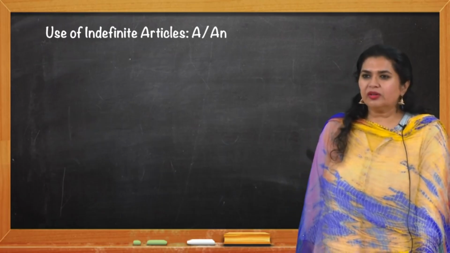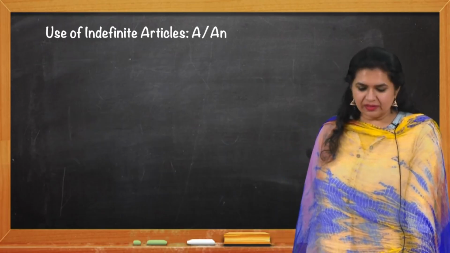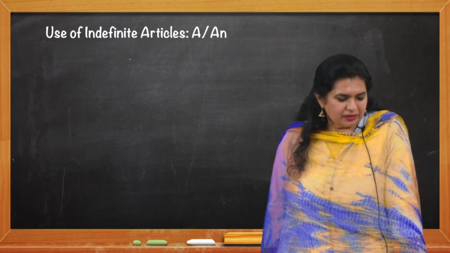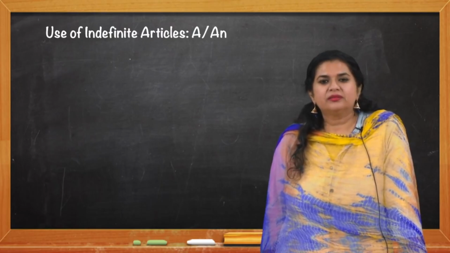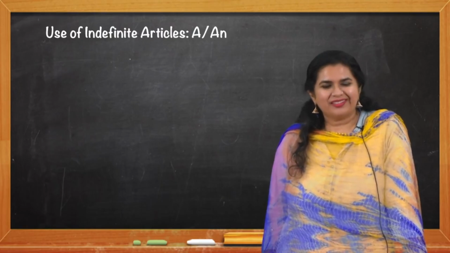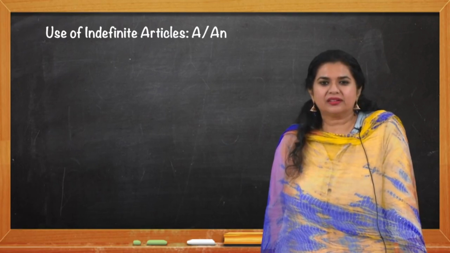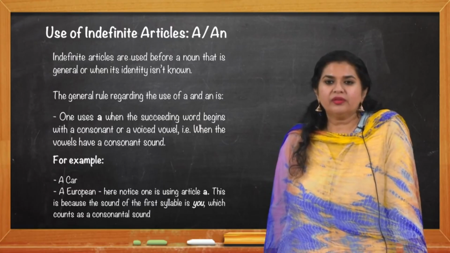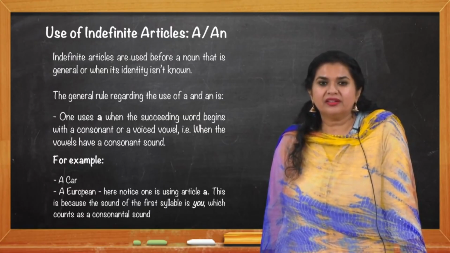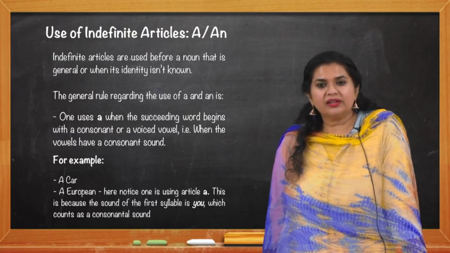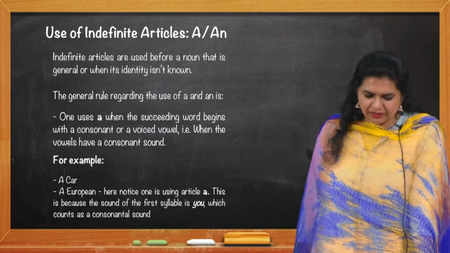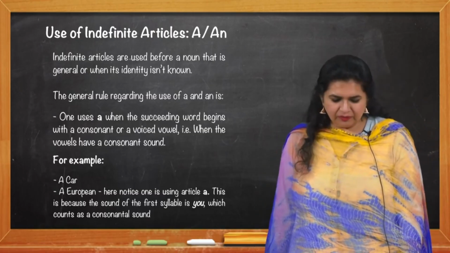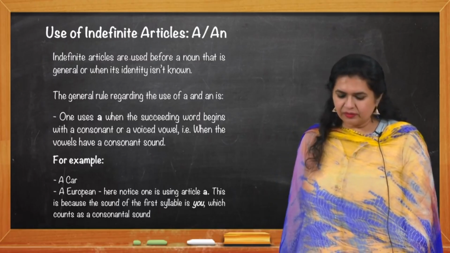From here we will move on to use of indefinite articles a and an. Now remember, these are something that we use all the time, but most of us keep making mistakes in this very elementary area of grammar, that is the articles. Indefinite articles, that is a and an, they are used before a noun that is general or when its identity isn't known. So, the general rule regarding the use of a and an is, one uses a when the succeeding word begins with a consonant or a voiced vowel, that is when the vowels have a consonant sound.